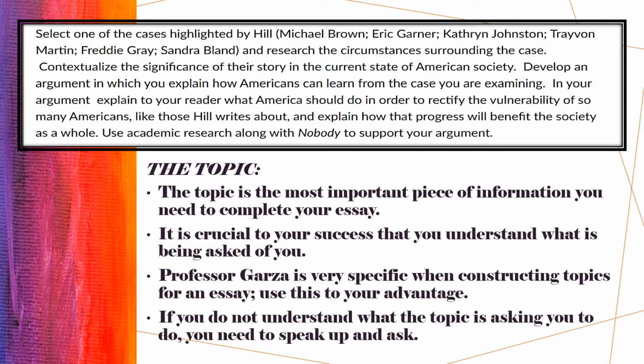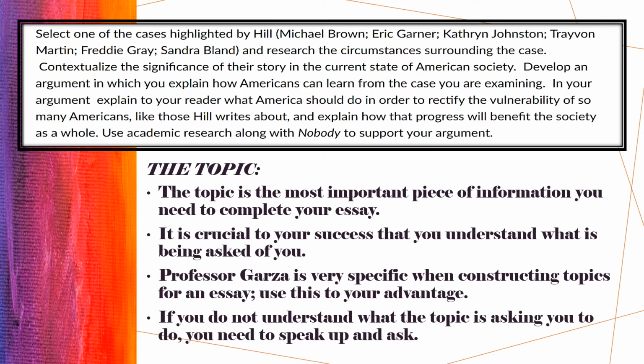Select one of the cases highlighted by Hill, such as Michael Brown, Eric Garner, Katherine Johnston, Trayvon Martin, Freddie Gray, or Sandra Bland, and research the circumstances surrounding that case. You will then need to contextualize the significance of their story in the current state of American society. So explain why this case is still relevant today. Develop an argument in which you explain how Americans can learn from the case that you are examining.